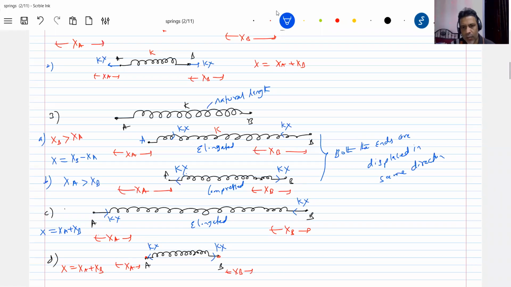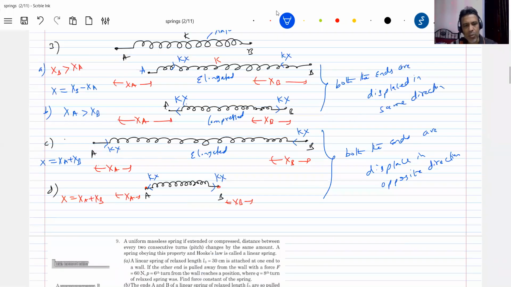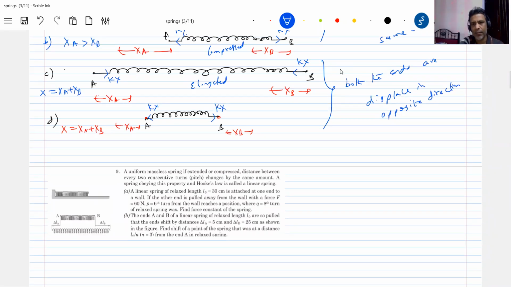So now what can you comment? Both the ends are displaced in the opposite direction. Then this is the condition you have to follow. Okay, got the idea. So what we have to do is check whether both the ends of the spring are getting displaced or only one end. So another situation we do come across is like this. I'll show it here.